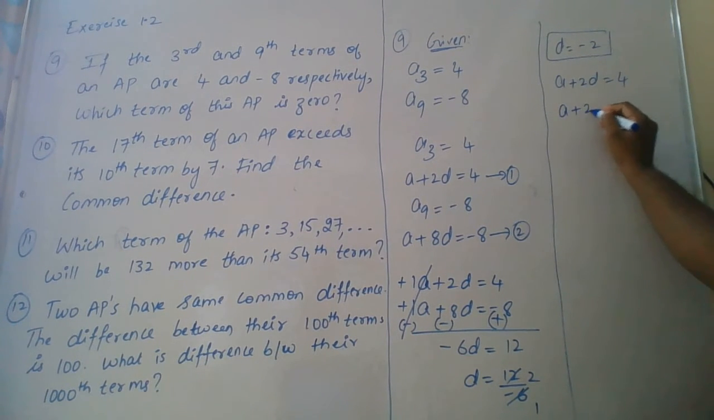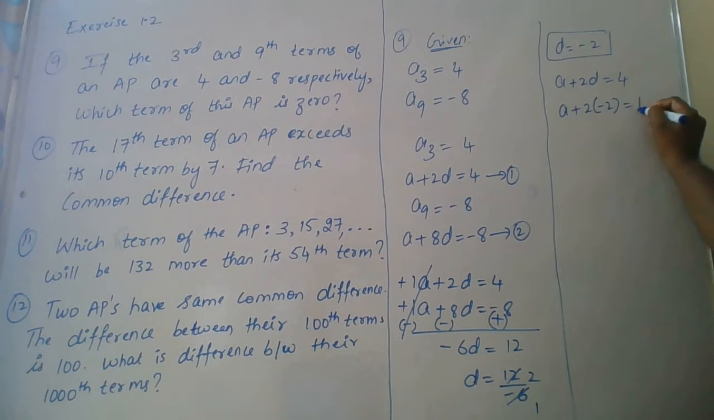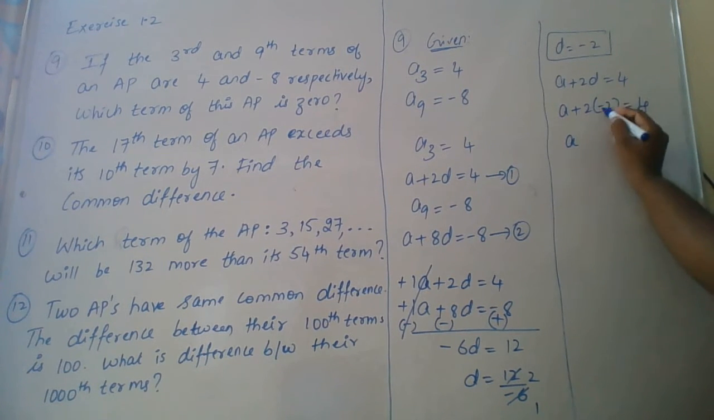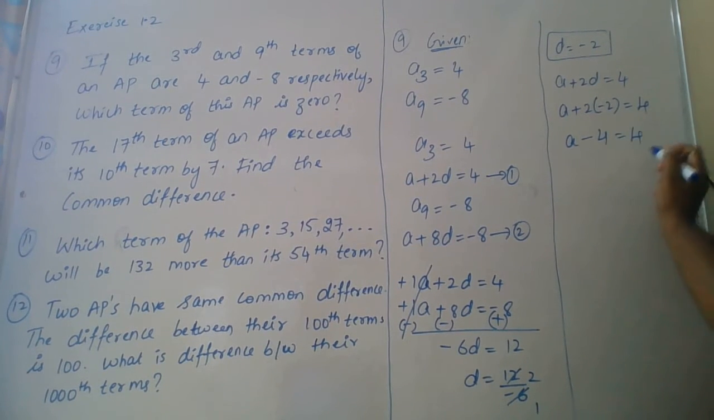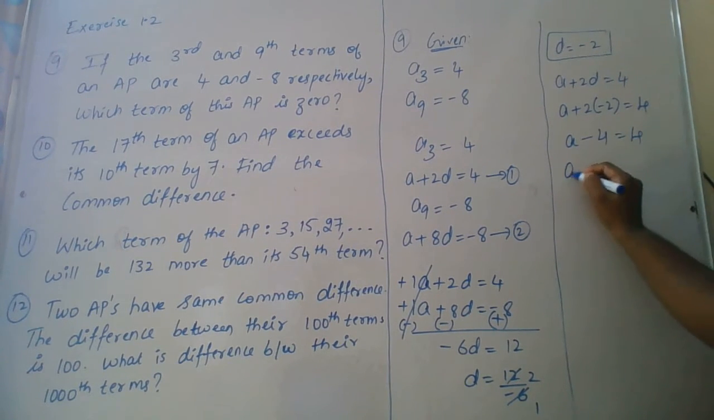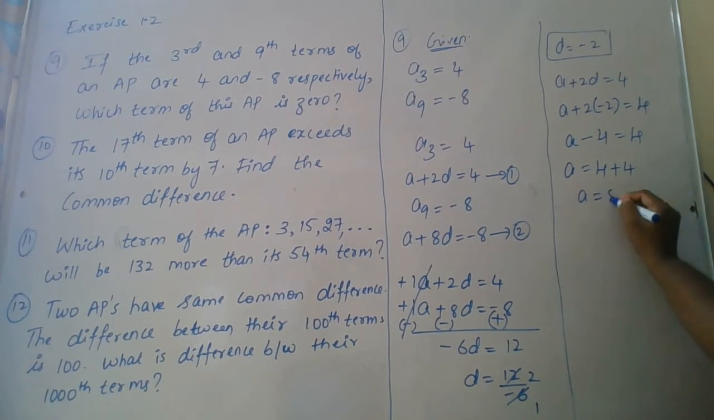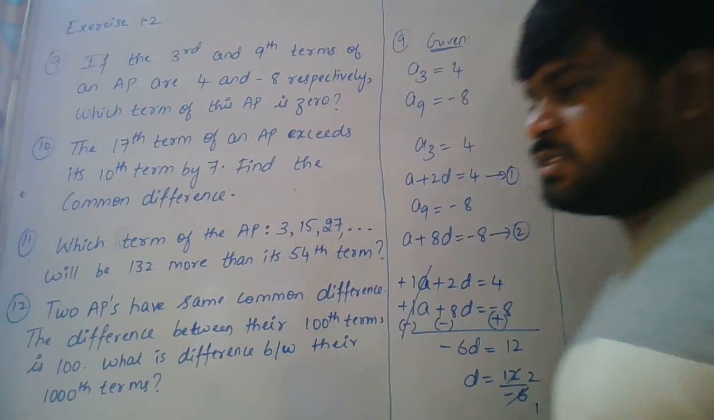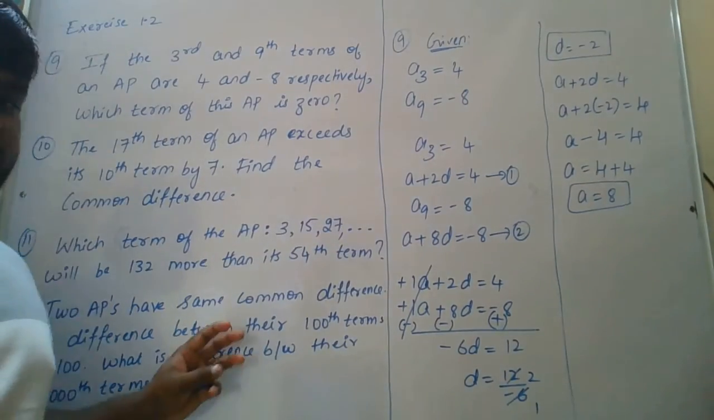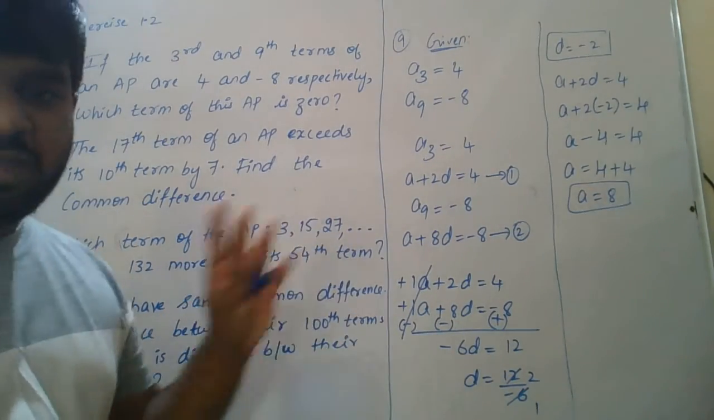So A plus 2, the D value is minus 2, equal to 4. So A plus, into minus is minus, 2 twos are 4, equal to 4. Minus 4, I am going to transpose, send it to the other side. 4 minus 4 to this side will become plus 4. 4 plus 4 is 8. So you got the value of A as 8. Once you have the value of A and D, you can find the answer.